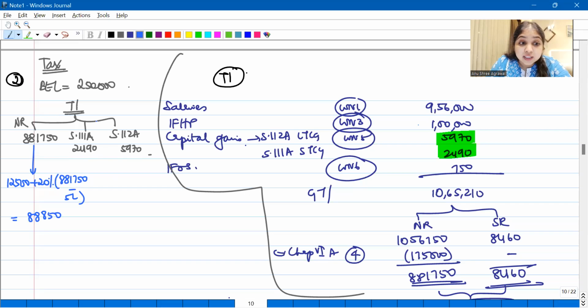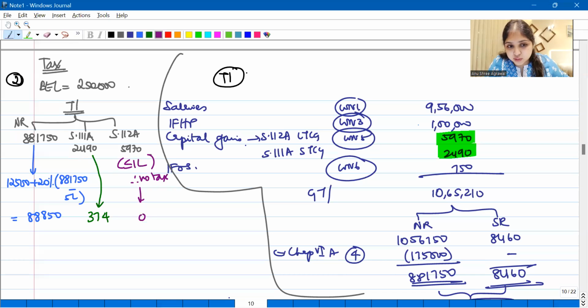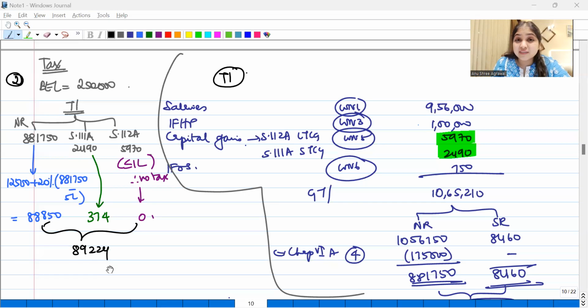888,50. 111A STCG, what will your answer be here? What rate do you tax 111A STCG? 15%? 374. What about 112A LTCG? Now you will say that it is within 1 lakh rupees. Therefore, no tax. So therefore, 0. So now tell me, total basic tax, how much? Total basic tax is 89,224.